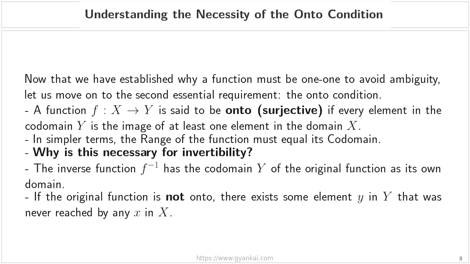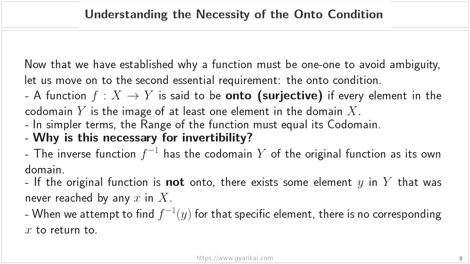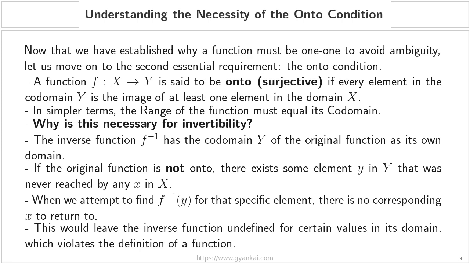If the original function is not onto, it means there exists some element, let us call it y, in the codomain y that was never reached by any element x in the domain x. When we attempt to find the inverse of that specific element, essentially asking f inverse of y, we find that there is no corresponding x to return to. This creates a significant problem.